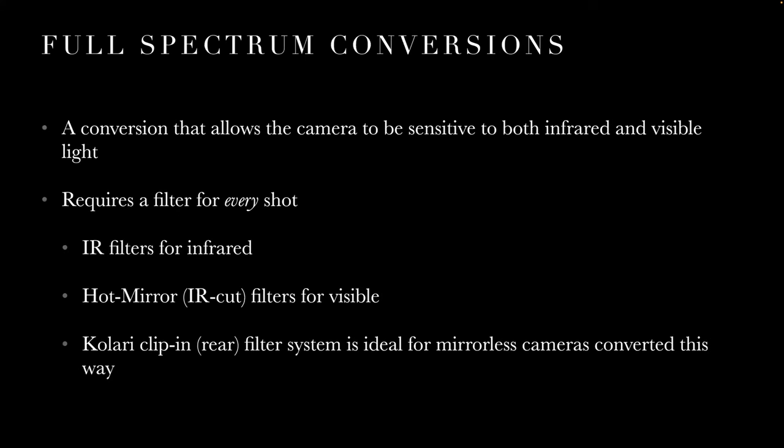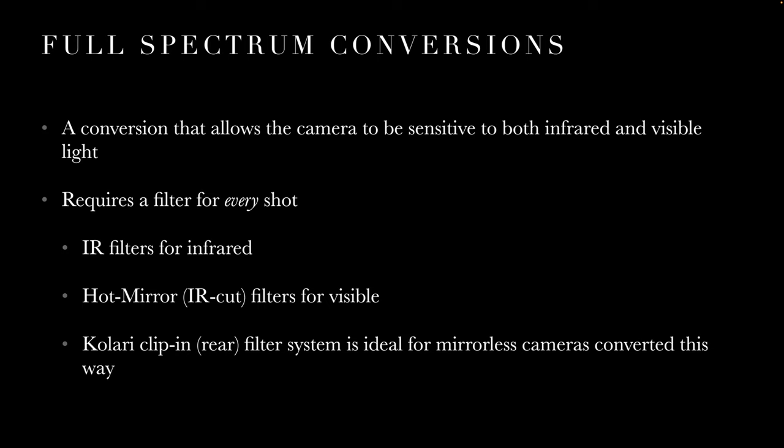Now, there's something out there that's been gaining a lot of popularity, and that is called the full spectrum conversion. This is where they don't convert the camera to any one particular cutoff wavelength. They basically take the glass off the sensor almost entirely and replace it with clear glass. Your sensor is now sensitive to UV, visible, and IR. Well, what that means is that in its native state, you really can't use it. It's a problematic conversion. You need a filter for every shot.